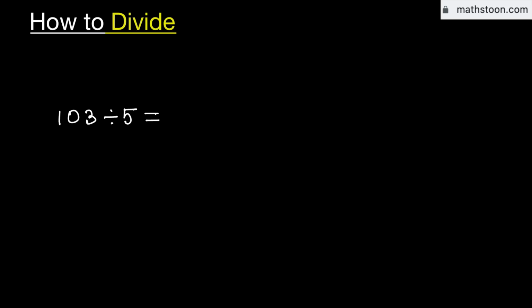In this video, let's learn how to divide the number 103 by 5 using the long division method. To do this, at first we will write down the numbers in this way. See that 1 is less than 5. That is why we will consider the number 10.